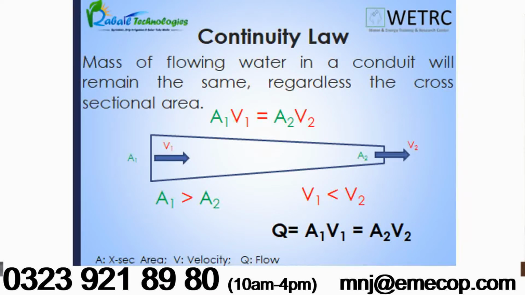You see here the area A1 is larger than the area A2. So the fluid will manage itself in a way that it has to increase its velocity by itself. It's a natural phenomenon to maintain the total flow rate. So if A1 is greater than A2 and flow remains the same, V1 must be less than V2. Velocity at the larger cross section must be lower than the velocity at the smaller cross-sectional area. So that is all about the continuity law.